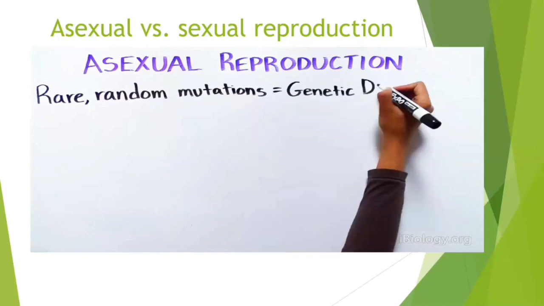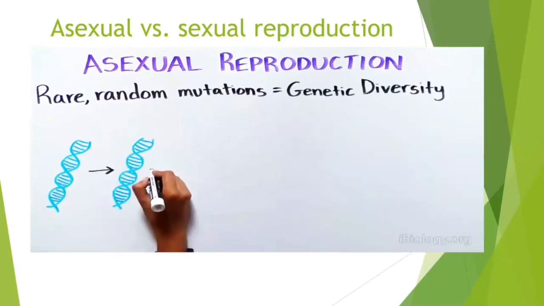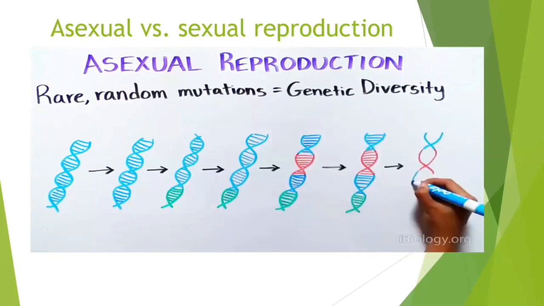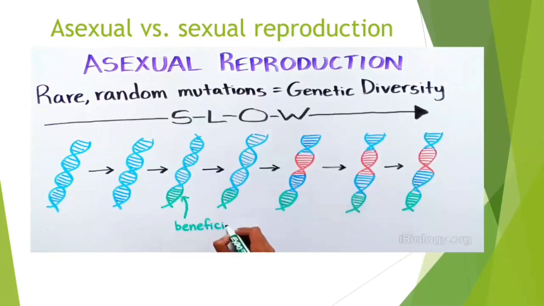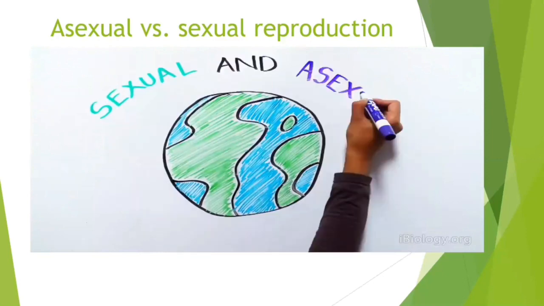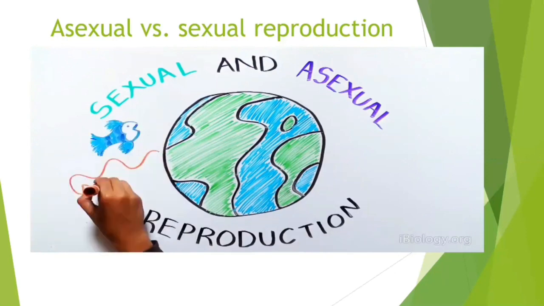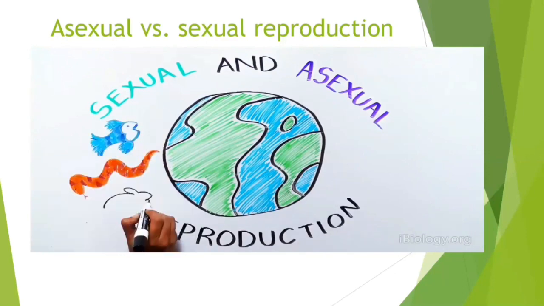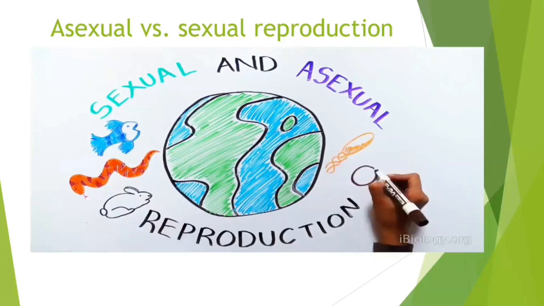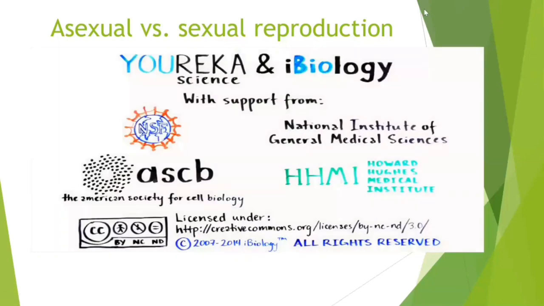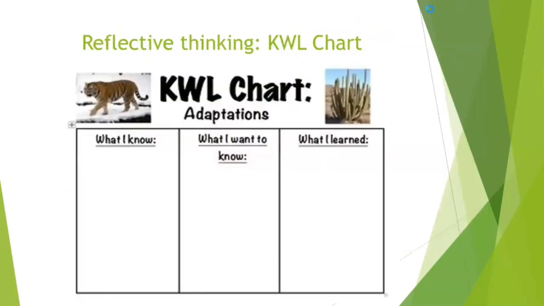Rare, random mutations in the genome do allow asexually reproducing organisms to evolve diversity. However, this is a slow process, and there is no mechanism to separate harmful and beneficial mutations for propagation to future generations. Both sexual and asexual reproduction provide important methods for species survival and adaptation, allowing the millions of species on Earth today to evolve and survive in their current forms. This video has been provided to you by Eureka Science and iBiology.